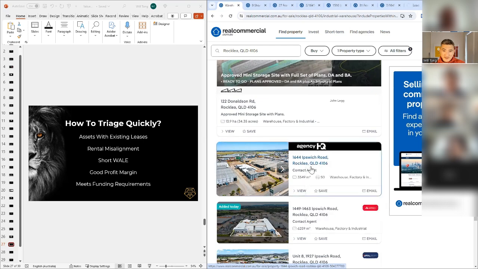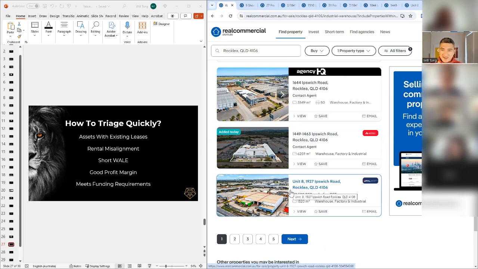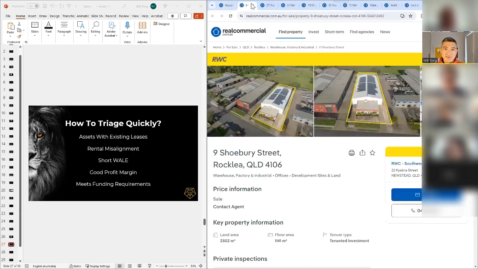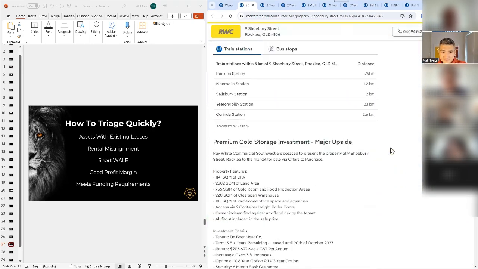I don't even know what that is. Let's just have a look. I don't know what that is. Let's have a look. What is this? I don't know. Let's have a look. Okay. So obviously I didn't tighten my parameters. I should have tightened up by price. But anyway, I went through page 1 very quickly. I took like 45 seconds. And then I'll go into these tabs and I read the description. Okay, tenanted investment. Let's have a look.